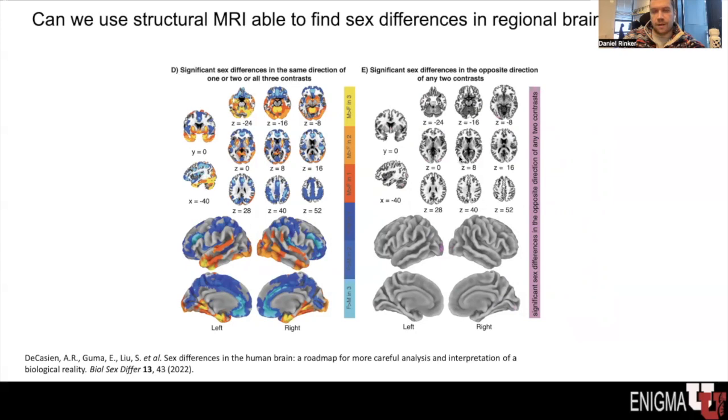Finally, in figure E, these purple regions are areas of inconsistencies across the studies and direction. So a lot smaller on the eyeball test, but worth considering and could be interesting to look at why that may be.